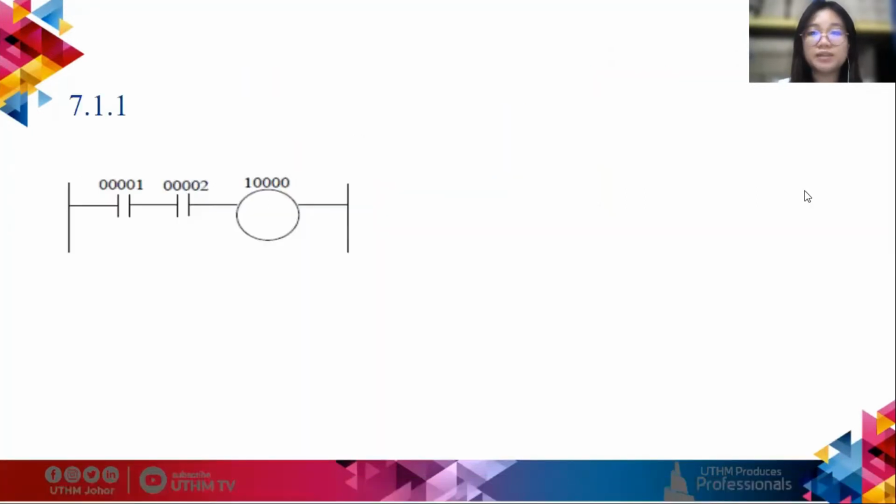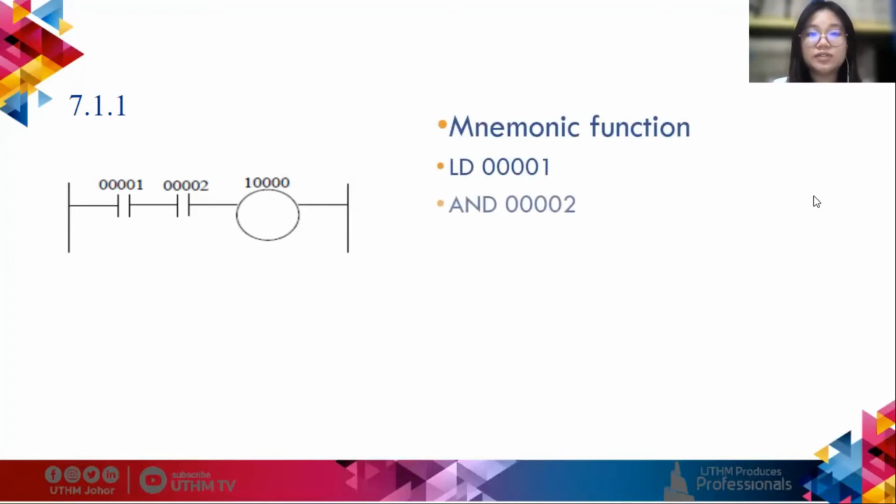I'm going to present 7.1.1. This is the ladder diagram given to me. We use the mnemonic functions, which is LD 00001. And it is connected in series, so we use AND 00002. Then this is the output 10000.